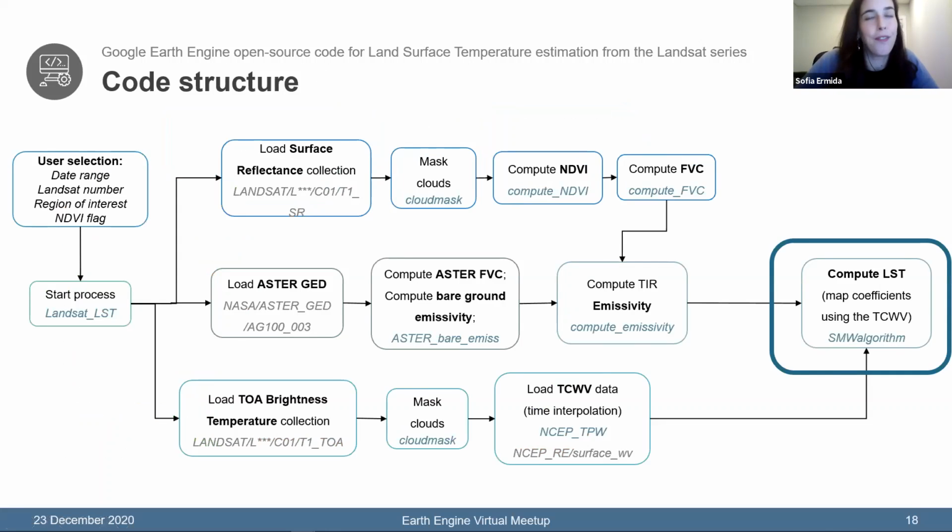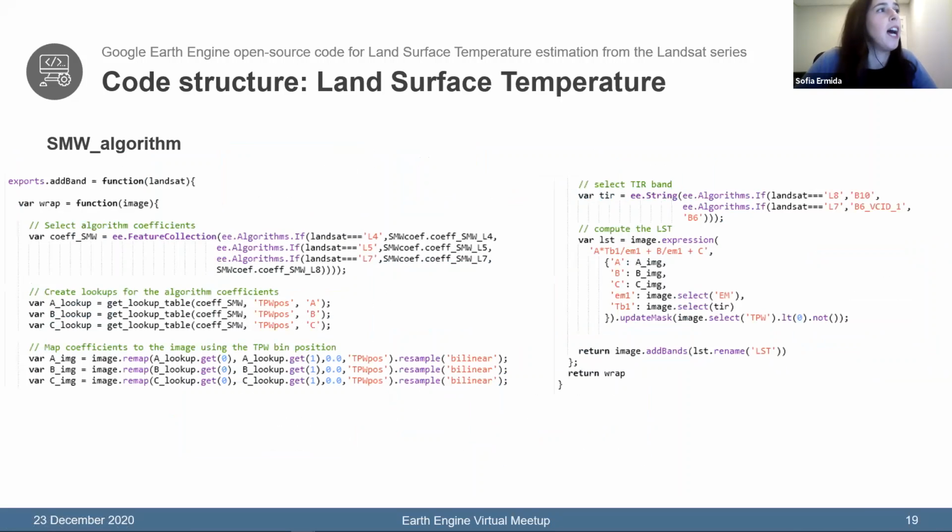Now the final part, the final module, where we compute the LST. We have the water vapor beams already available, and we use that to map the coefficients into the image. There's a module with all the coefficients available. I'm not showing it here because it's a lot of code and there's not much information, but if you want to see it, you can access the repository and check it. We map the coefficients and then apply the algorithm I just showed you, with A, B, and C, the emissivity we computed, and the brightness temperature from the satellite.